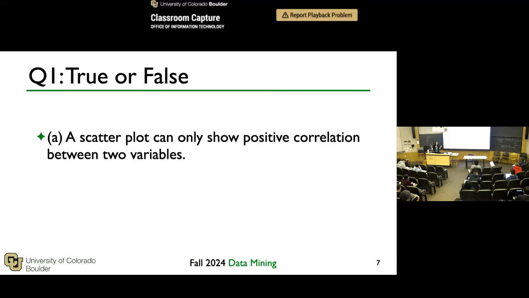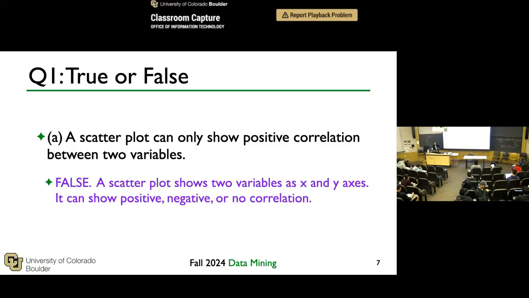What can you see when you have these dots? Correlation basically means that you have positive or negative correlations. That means as one variable is increasing, the other variable is increasing or decreasing. There's a corresponding relationship, okay? So in this case, true or false? False. It is showing two variables, but it says it can only show positive, and you can actually also see negative correlation or no correlation. So that's basically the main thing you need to address. False, a scatter plot shows two variables as x or y. It can show positive, negative, or no correlations, okay?